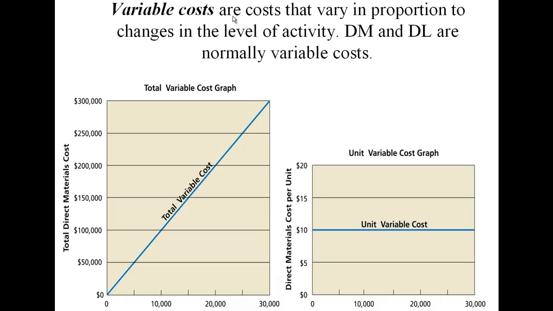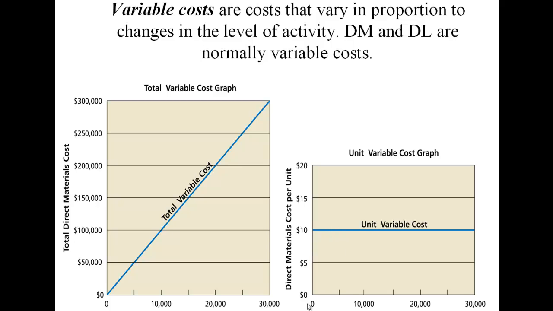So variable costs are costs that vary in proportion to changes in the level of the activity. And as we saw a second ago, direct material and direct labor are normally variable costs. So if we look here, remember it was $10 per unit, so we have 10,000 units there, $10 per piece. We're looking at 100,000 units. So we can see how this increases, right? This is the total variable cost, right? But remember, per unit, it always stayed the same, $10 per unit, right?